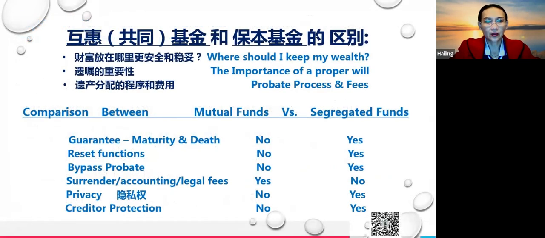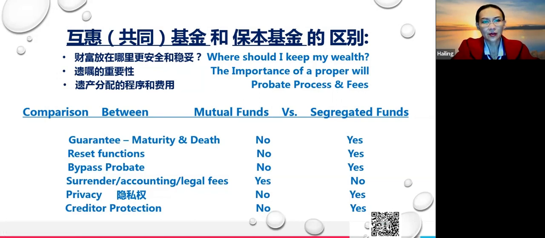And we say, well, the most common way people know to invest the money is to open the tax-free saving account with a bank. The bank offers mutual funds, and we also offer segregated funds in the insurance company. But what's the difference? The main purpose of distinguishing those two is to ask ourselves serious questions. Number one, where should I keep my wealth? Number two, the importance of a proper will. Without a will, they'll need your money. You need to go through a probate process. There will be some fees incurred, right?